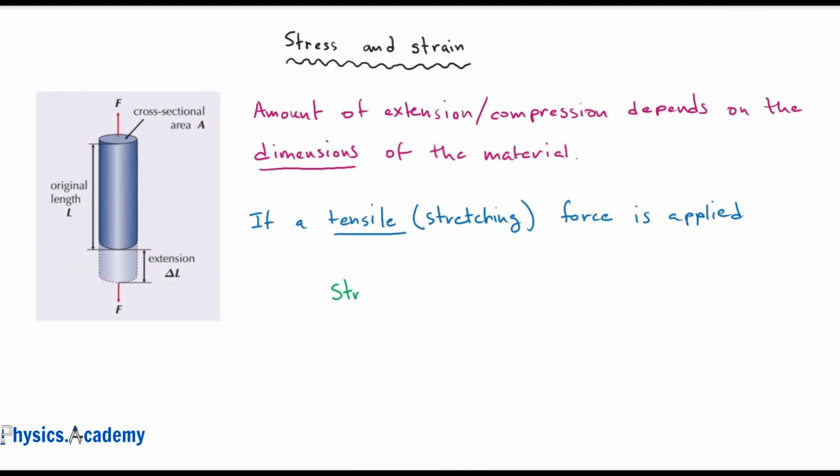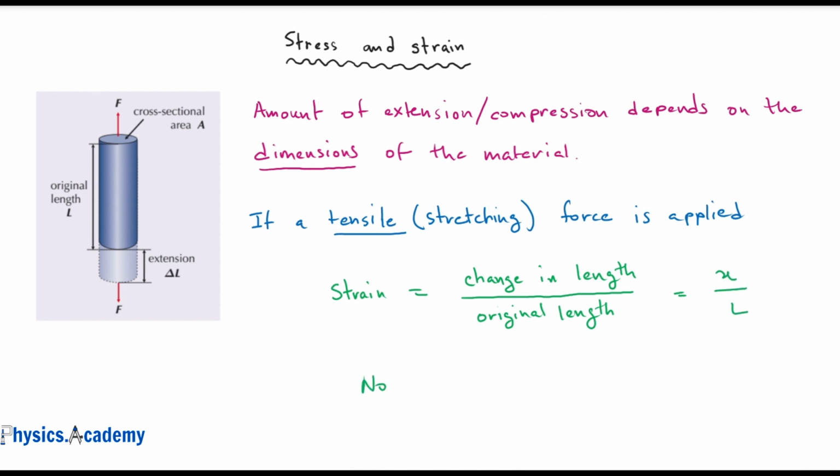Another useful quantity we have to know when a tensile force is applied on a material is the strain the material goes through. So we can calculate the strain using the change in length divided by the original length the material had, which we are going to express in terms of symbols as x over L. And because both of these are length measurements, both of them are measured in meters, so they would cancel out and we would end up with no units for strain.